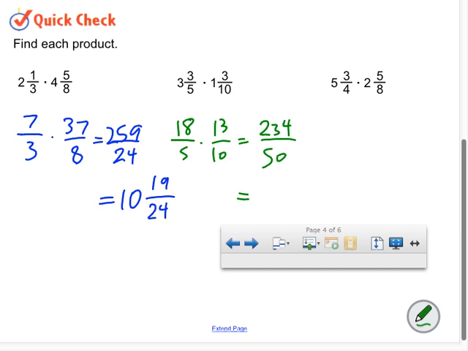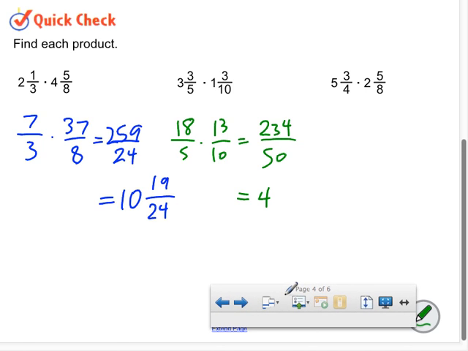And then I know that there are 4 50s in 234, so 4 is my whole number. And then my fraction, I got 34 50ths, but then I simplified. I got 17 25ths. Nice. Perfect. And then the last problem.